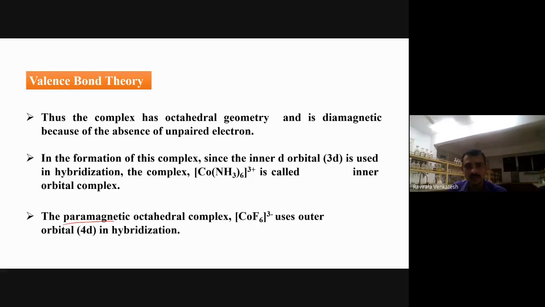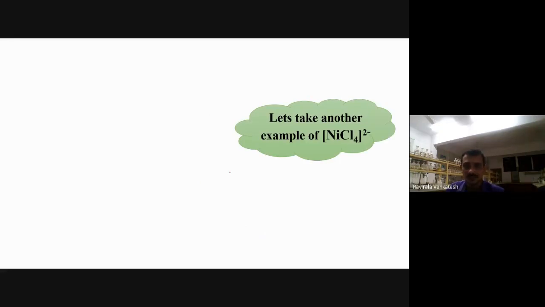Paramagnetic. Now the next example is cobalt F6. I will take this example in the place of this one. Let me see cobalt F6 now. CoF6 has a charge of -3, right? I will explain this one.